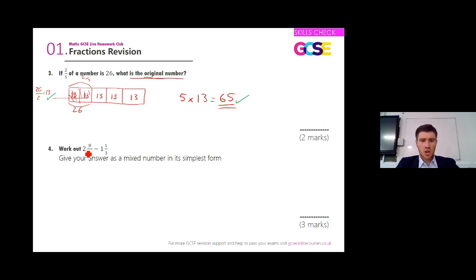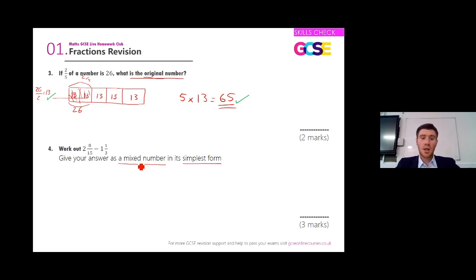Okay, so again, just focusing on skills at the moment, what we're being asked to do is work out 2 and 8/15 minus 1 and 1/3. We've also been asked to give our answer as a mixed number and in its simplest form. Now, that doesn't mean you always have to simplify, because sometimes you still can't, and the examiner doesn't want to give any clues away, so they're not going to tell you whether it simplifies or not.